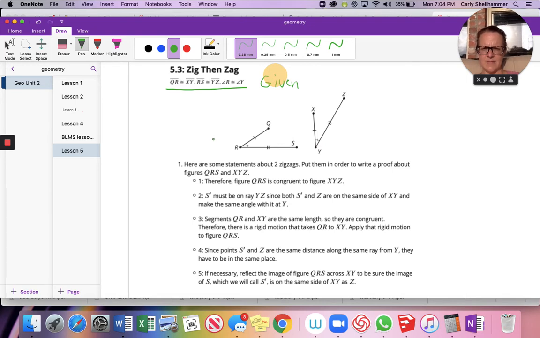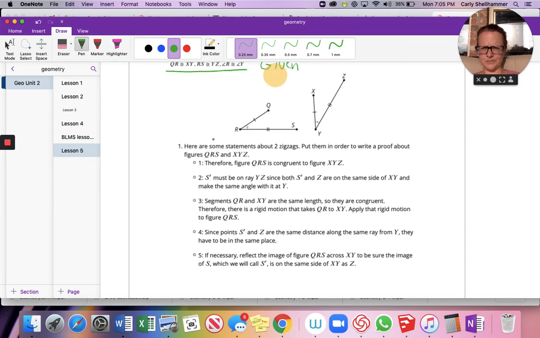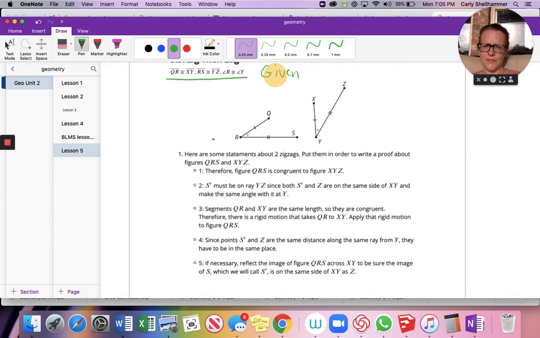Okay, so here are some statements about two zigzags. Put them in order to write a proof about figures QRS and XYZ. All right, therefore, figure QRS is congruent to figure XYZ. I think this one is going to be last. So we're going to number this number 5. I can only say that because of the therefore, and it's like a final statement. Therefore, a figure is congruent to a figure. Seems like the last statement.